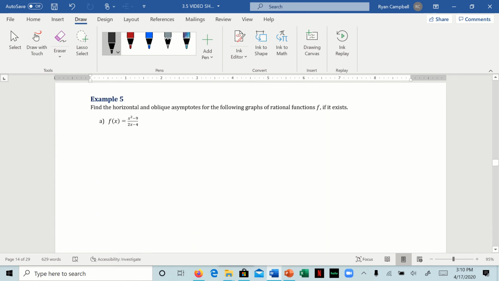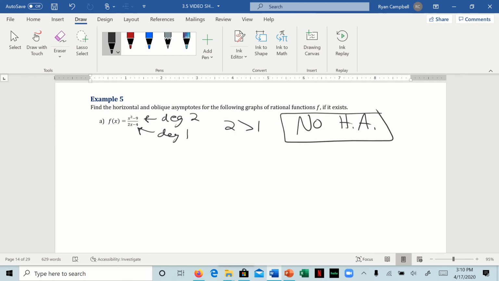All right, so let's do a couple more examples, maybe like 2 more examples, just to make sure that we do understand the oblique asymptotes. So we're not going to graph these, so you can just have these off on their own. All right, so we can see that the degree of the top is 2, the degree of the bottom is 1. Since 2 is bigger than 1, we don't have any horizontal asymptote, so we do have an oblique asymptote.